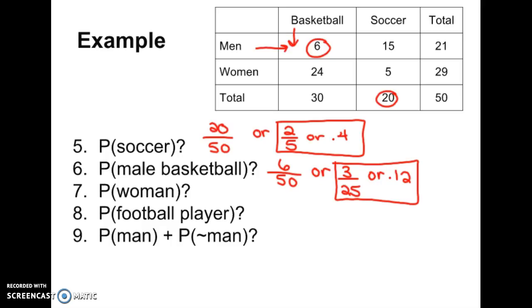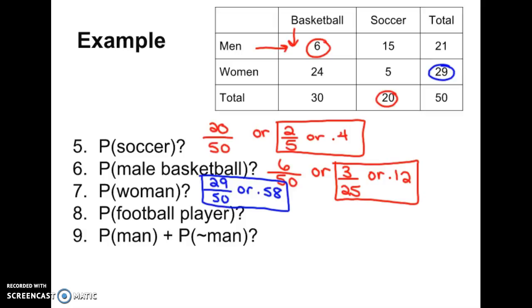All right, number 3, what's the probability that somebody was a woman that was surveyed? Again, there's 50 people surveyed, so that's my bottom number. If you look for the total number of women surveyed, 29 women were surveyed. So 29 out of 50 would be your answer. I don't think that reduces down. And if they ask you for a decimal, in this case, 0.58.